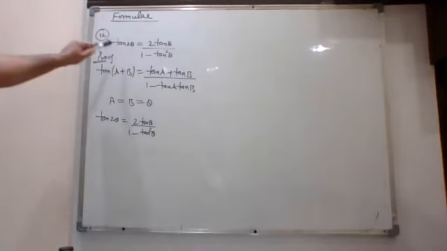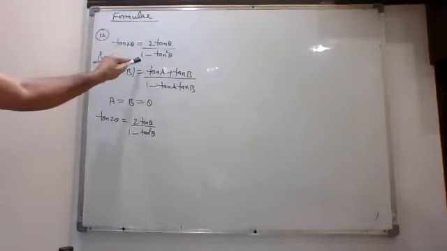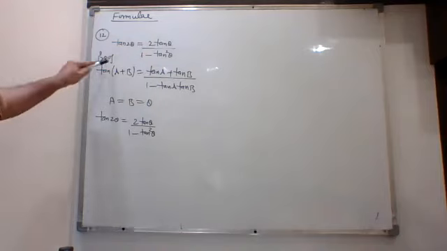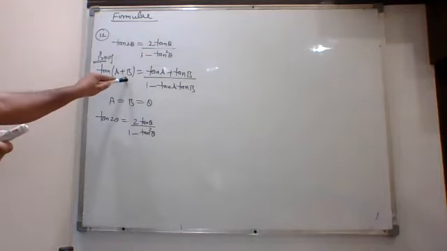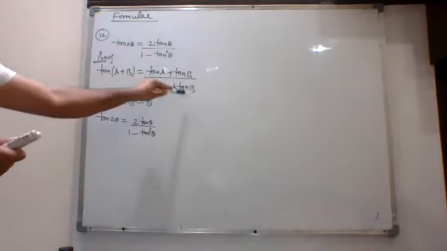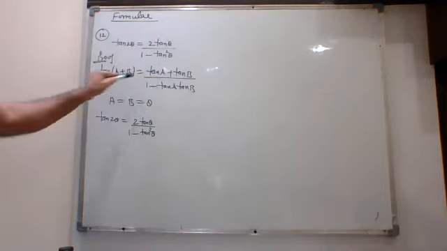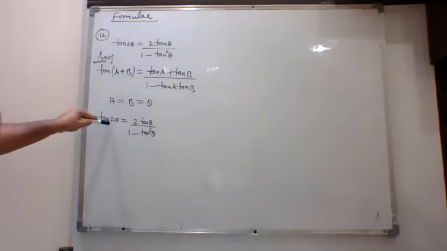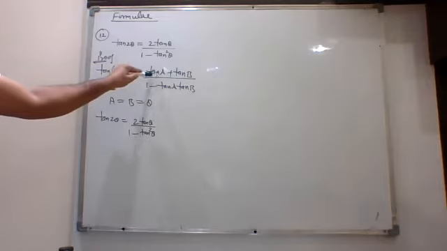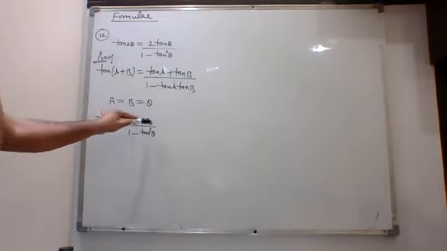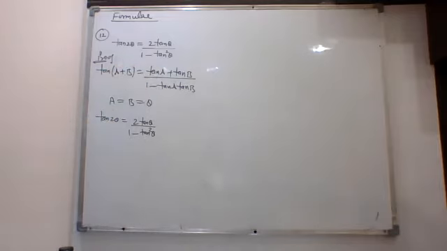So number 12 is tan 2θ, that is 2 tan θ upon 1 minus tan² θ. If you want to prove this formula, then we know that tan(A+B) was given by tan A plus tan B upon 1 minus tan A tan B. Here we are taking A, B as θ. So when you put A as θ and B as also θ, then θ plus θ will become tan 2θ, and here also tan θ plus tan θ will be 2 tan θ upon 1 minus tan² θ. So this is number 12.